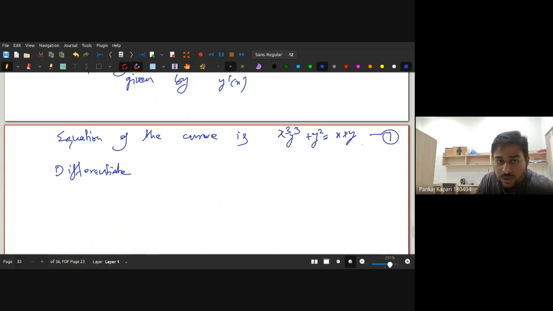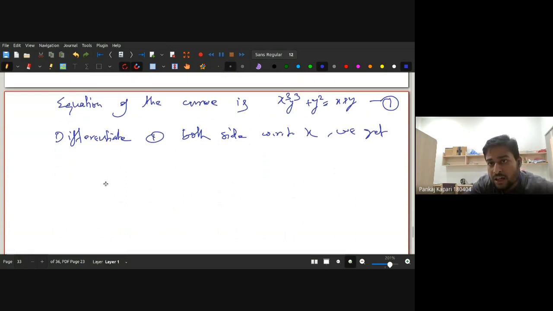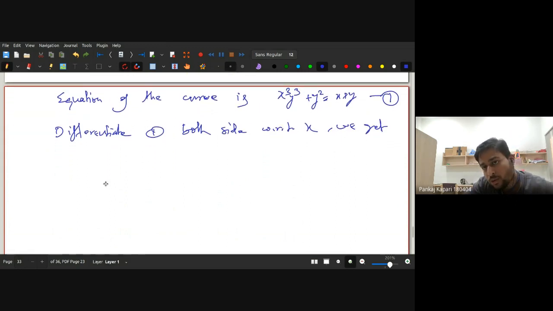Differentiate, let's call this equation 1, both sides with respect to x. We get, so if you differentiate, then what do we get? While differentiating, we also have to apply the rules of the derivative.